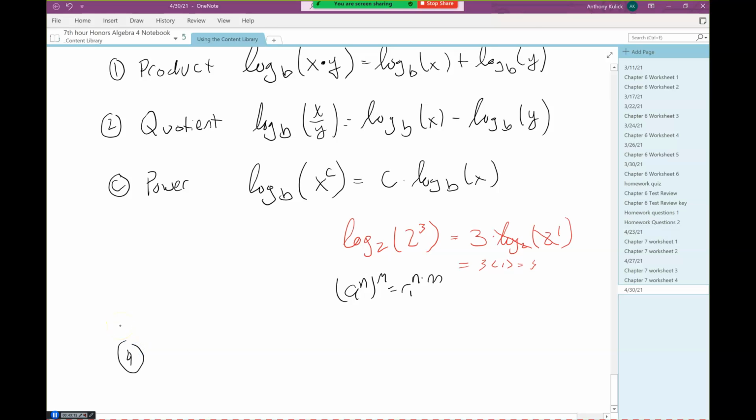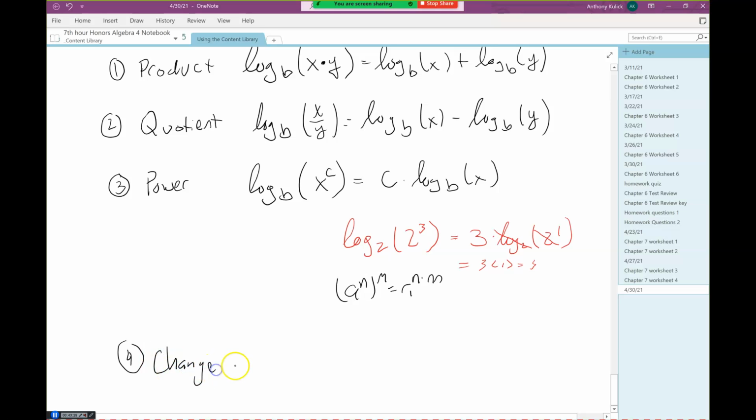And then, oops, I did 1, 2, and then 4. Can you tell I was up all night? My daughter did not want to go to bed. It was lots of fun.